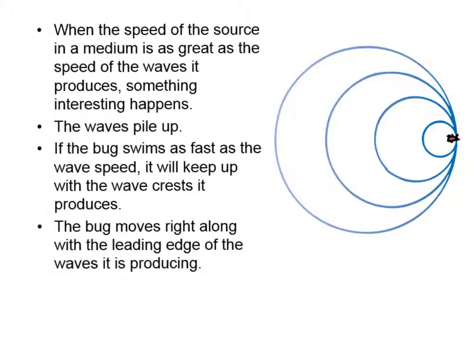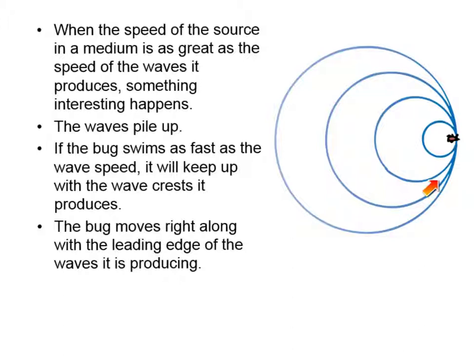The waves begin by piling up. If the bug swims as fast as the wave speed, it'll keep up with that wave crest it produces. The bug moves right along with the leading edge of the waves it produces. The same thing happens when an aircraft travels at the speed of sound. The overlapping wave crests disrupt the flow of air over the wings of the airplane, so it's harder to control the plane when it's flying close to the speed of sound.